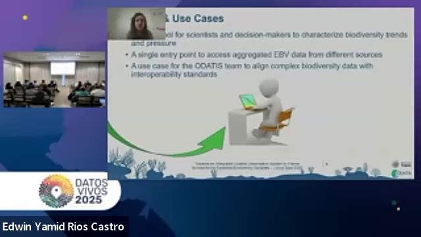The benefit and use case of this work was to have a useful tool for scientists and decision makers to characterize biodiversity trends and pressures, and to support ecosystem-based management strategies. It's a single entry point to access aggregated EBV data from different sources. For the Audatis team, it was a perfect use case to align complex biodiversity data with interoperability standards such as SensorThings, which are not really adapted to this kind of dataset.